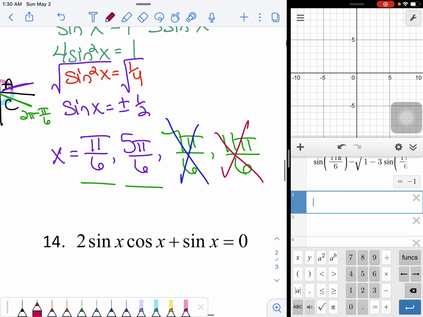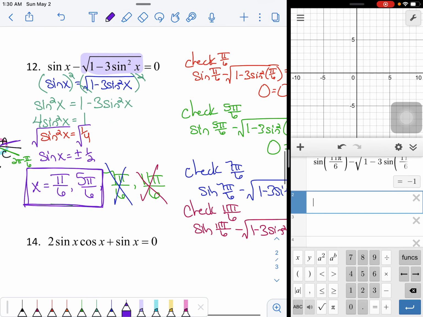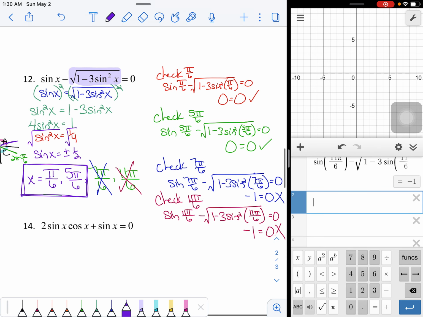So let me slide that over. When you have those extraneous solutions, you literally just cross them out. Clearly I've crossed them out. And I'm going to box up the ones that I know do work, which is pi over 6 and 5 pi over 6. Be careful with these. Radical equations like this, you absolutely have to check. That is the only way you're going to know if you have extraneous solutions or not.